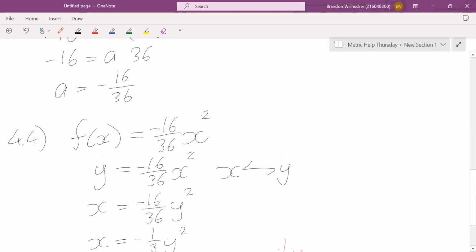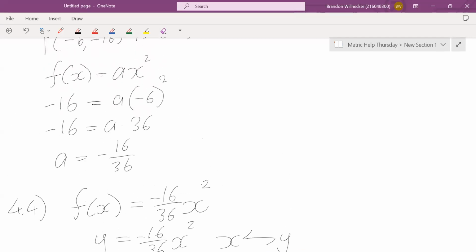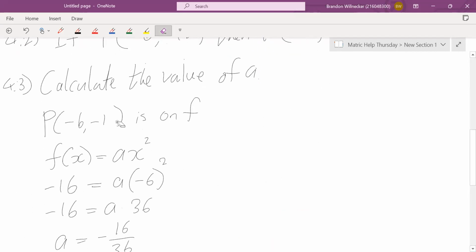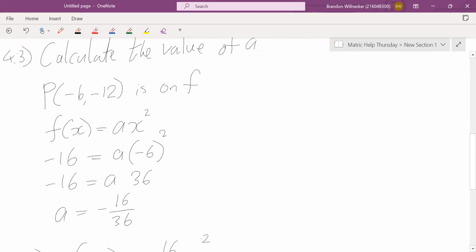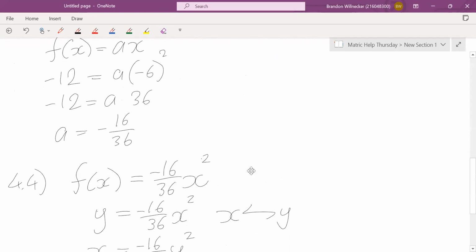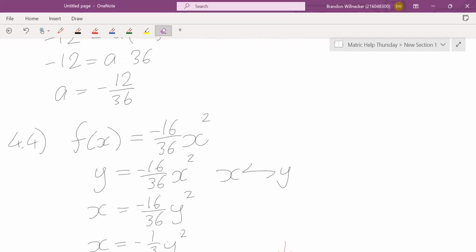Oh, sorry. I made a little typo here. It's not 16 here. Sorry, this is minus 12 throughout. Sorry, let me just correct that here. Wherever I put the 16, my apologies, that's actually minus 12.